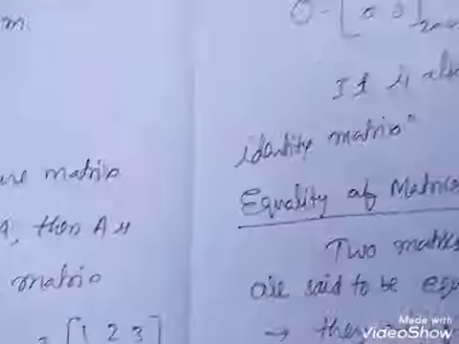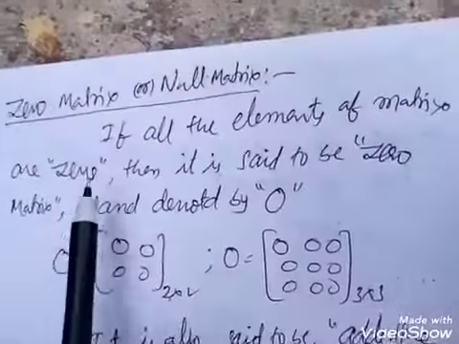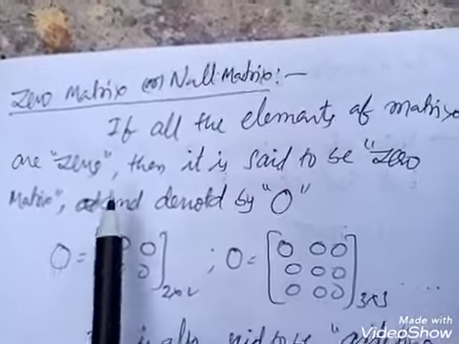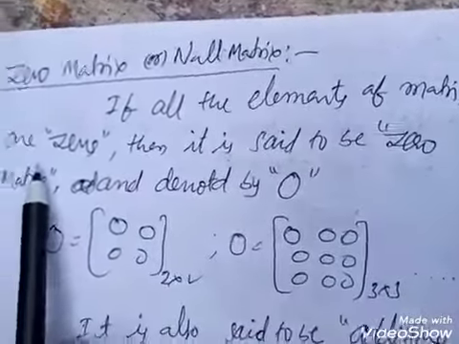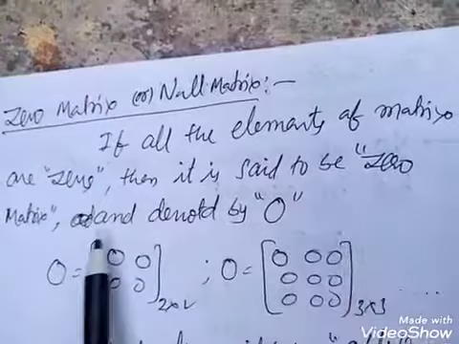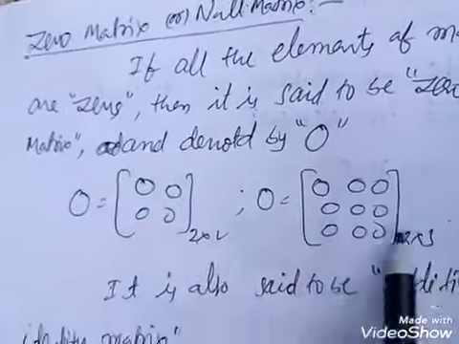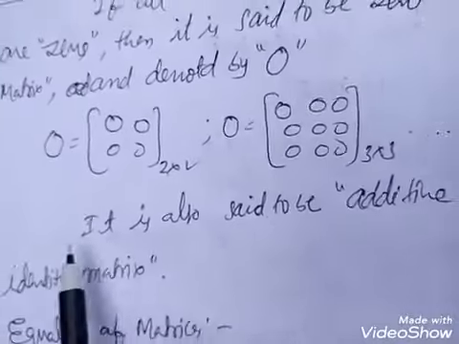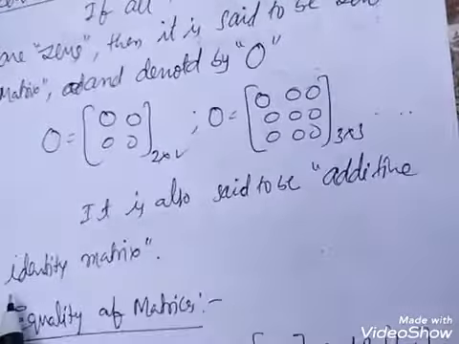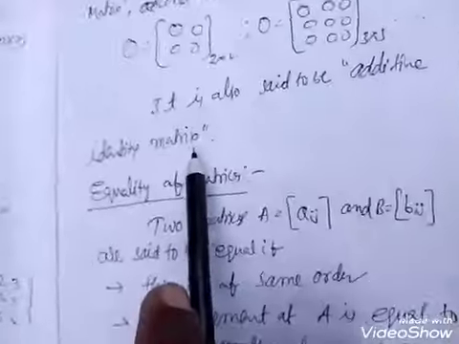Further we are moving to another topic, the zero matrix or null matrix. If all the elements are zeros, then it is said to be a zero matrix and it is denoted by capital O. You can write it of any order, and it is also called the additive identity matrix.